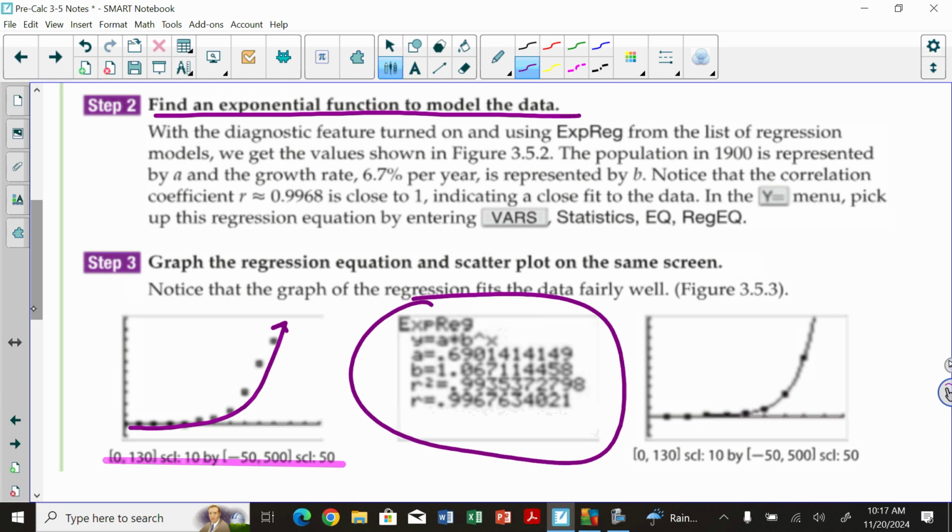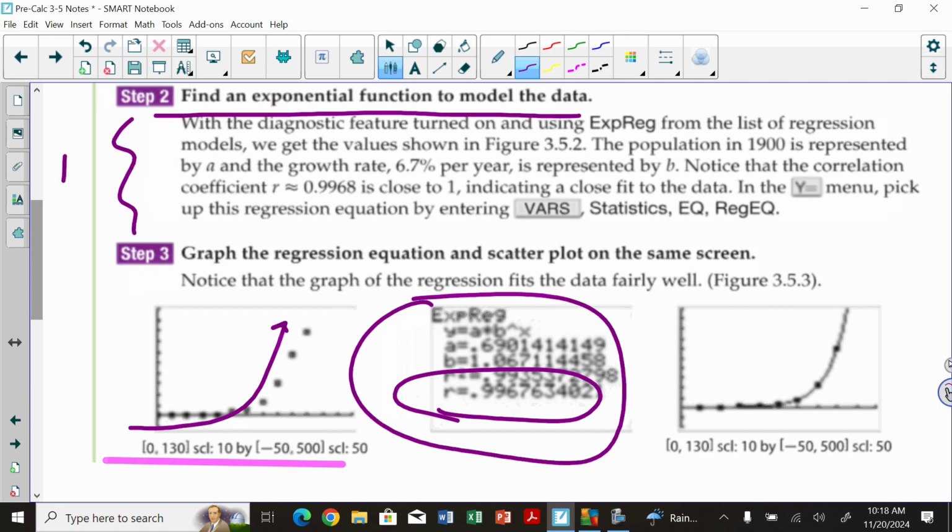And so that window right there, like I said, we're going to do it together, gives us a lot of stuff. B gives you your growth rate. A models something else. R is your R value, we talked about that, right? These are very, very close to 1. So we know it's a pretty good correlation. And you can see this when you actually do the regression by punching all the buttons in, which we will do in class.